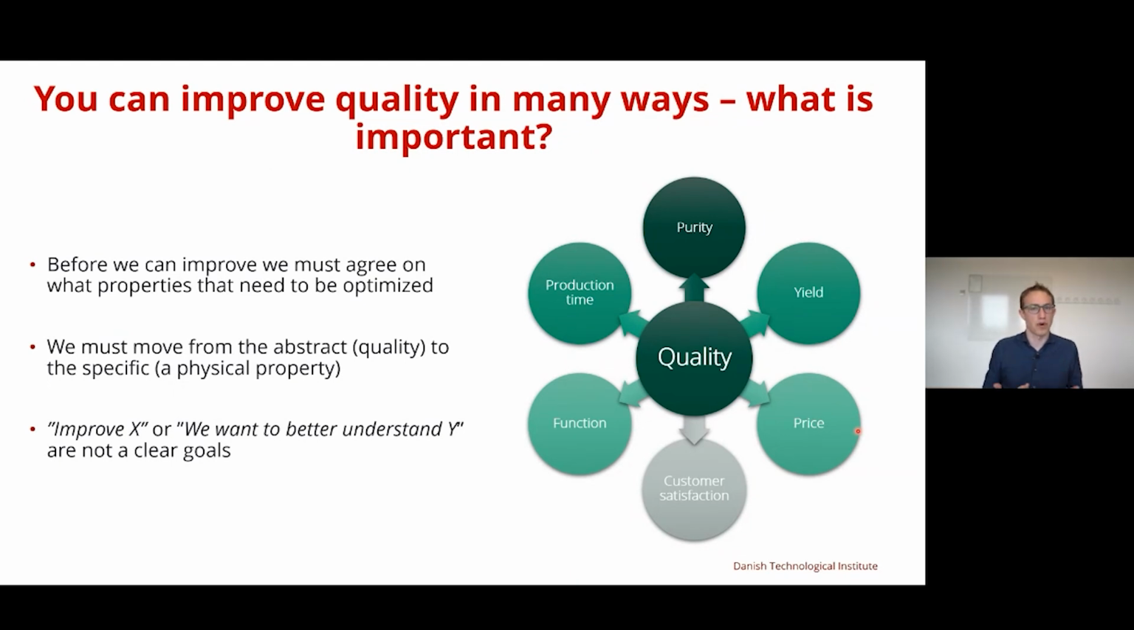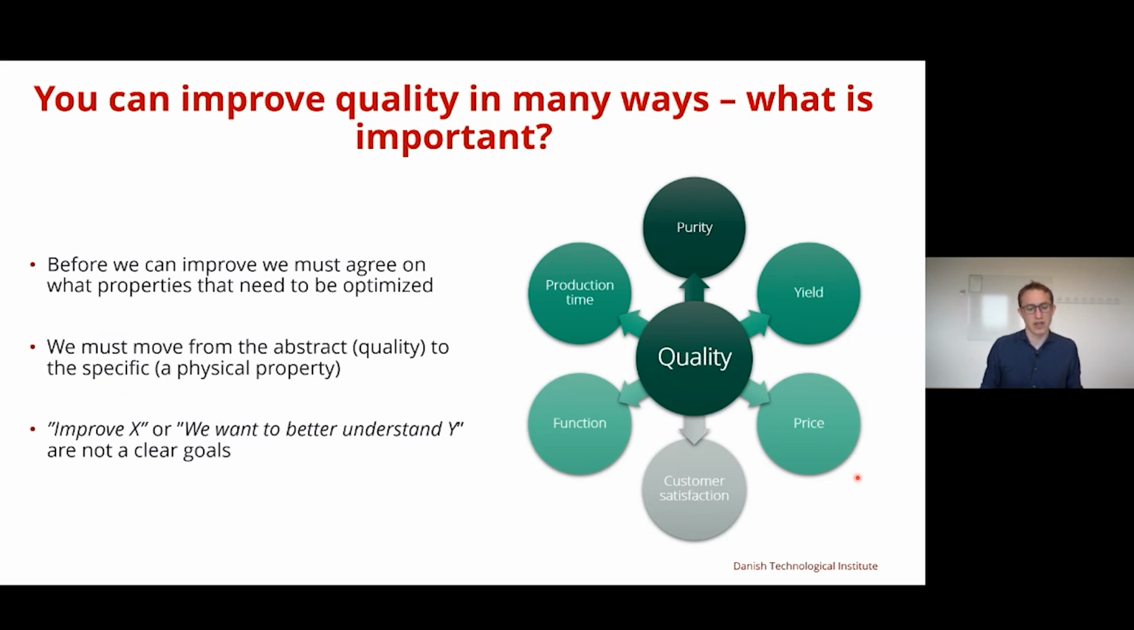And when we're working with products and processes, we want to improve quality, but that can mean many things, right? For your context, it might be the purity of a product, it might be how long it takes to produce it, it might be a particular function, and it might be how expensive it is to make it, or how much CO2 it requires to produce one item of your product. And before we can improve, it's really important that we agree on which of these properties we need to improve, because no machine in this universe can measure quality, because quality is just an abstract idea. We need to be specific about what physical measurable properties we want to improve.